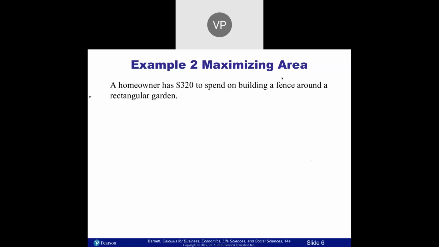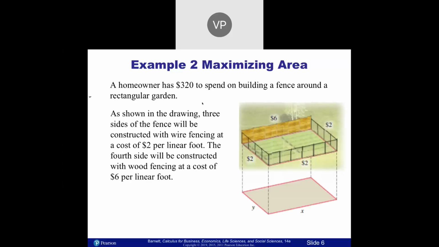A homeowner has $320 to spend on building a fence around a rectangular garden. On all of these, I recommend drawing a picture, but you don't have to. You'll see what they're going to show in a second. Just realize what they're saying: building a fence around a rectangular garden. Let's see here. Oh yeah, they're giving more details.